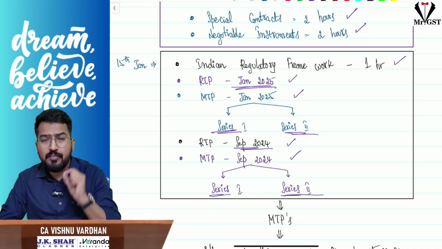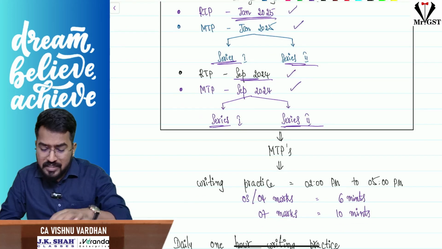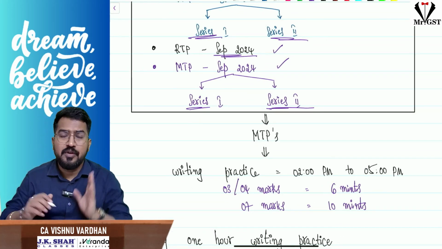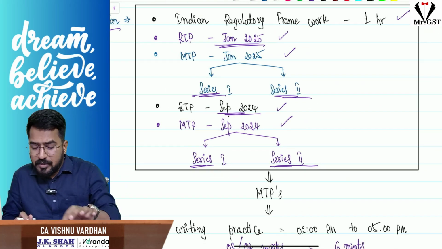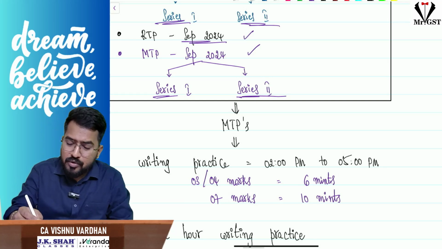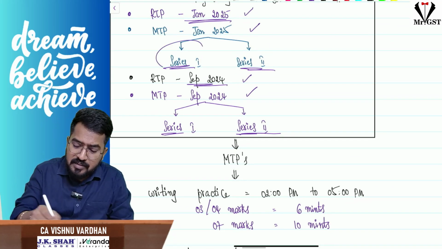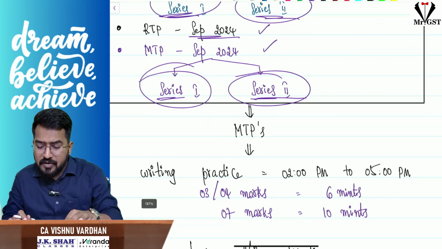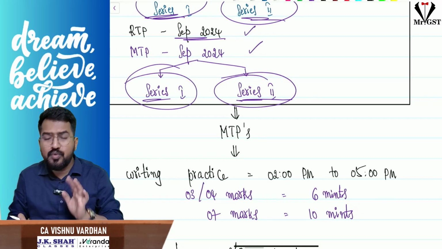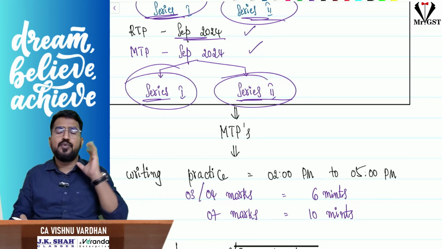Here one very important thing what you have to do now: on 15th Jan, afternoon 2 p.m. to 5 p.m., take out of these MTPs, whatever the MTPs available here, any MTP you select and try to solve the questions from 2 to 5. Just start writing, just try to have a writing practice.